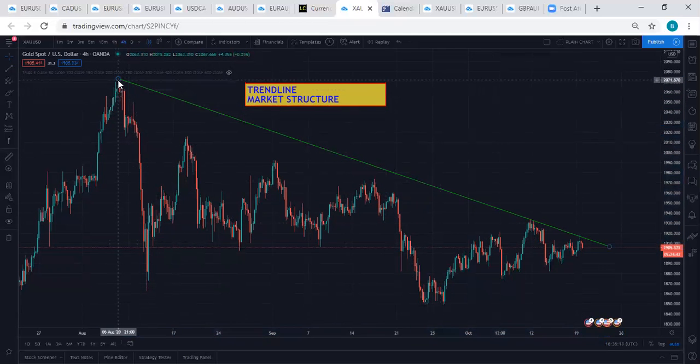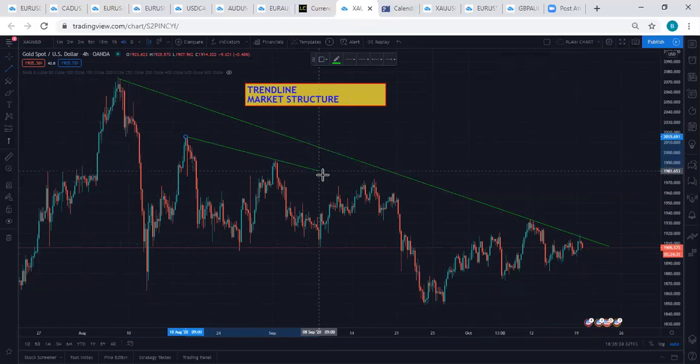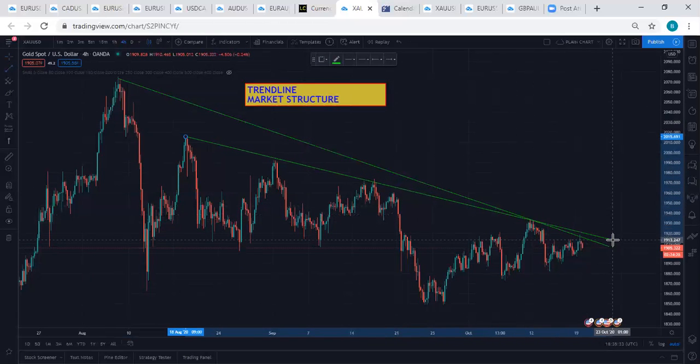Why is it a resistant trend line? Because it is above. You can also draw from this point. Let me draw from this point, and you drag it. Do you see this? It got close here. It touched here. Do you see that? So this is how you draw your resistant trend line.